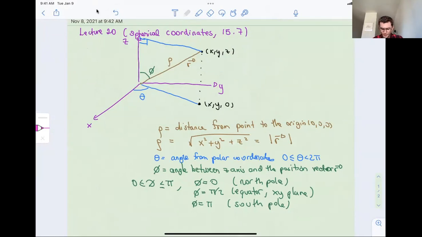So now, I don't know if anyone notices what this blue segment is in terms of variables that we have used before. What's the length of this blue segment?